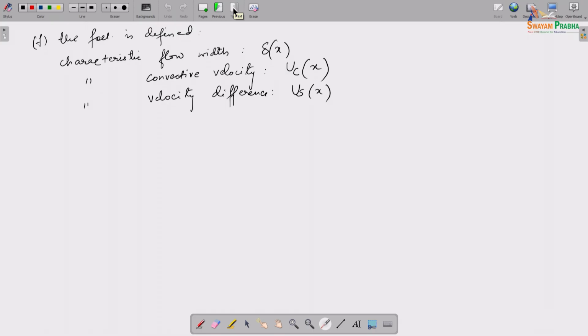Now, this is very interesting, as we'll have several examples of turbulent flow. So let us just look at that.